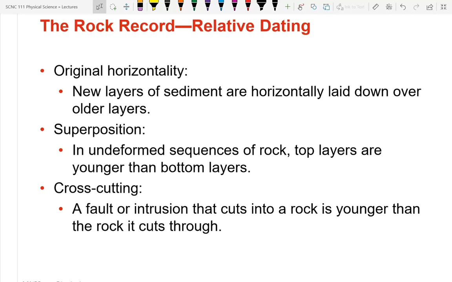Cross-cutting is another interesting one. Our first clicker question is going to be on cross-cutting, by the way. Cross-cutting says that if you have a crack, the newer crack is going to cut the older rock. So if you have multiple cracks, multiple layers that have been filled in, you can determine the relative ages by which one is newer.